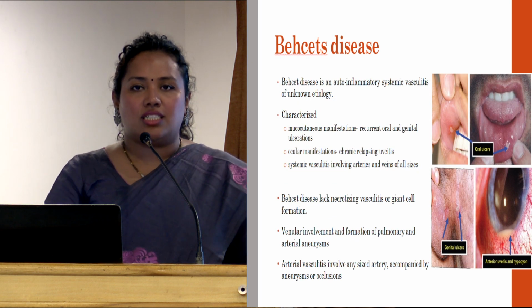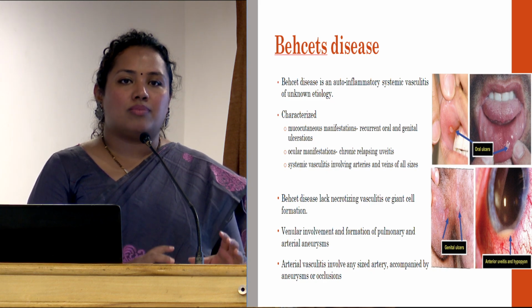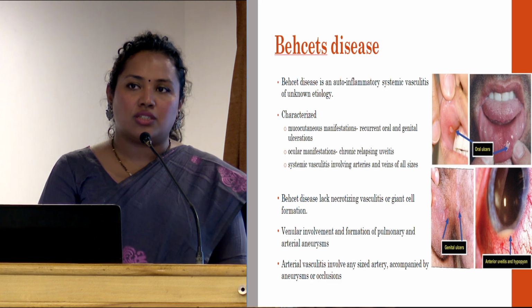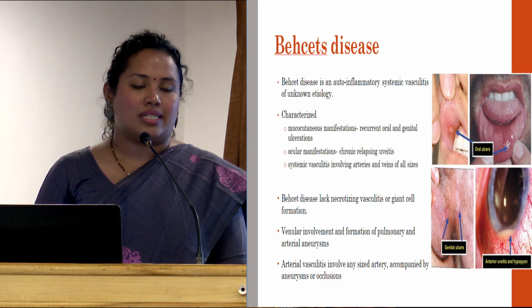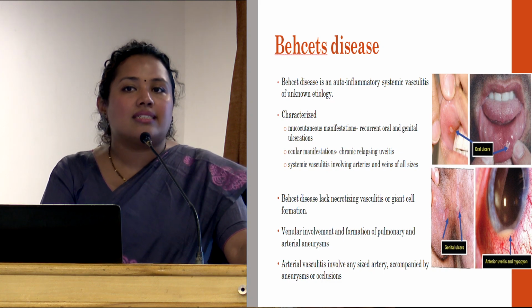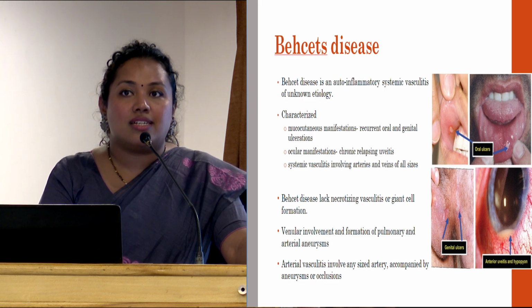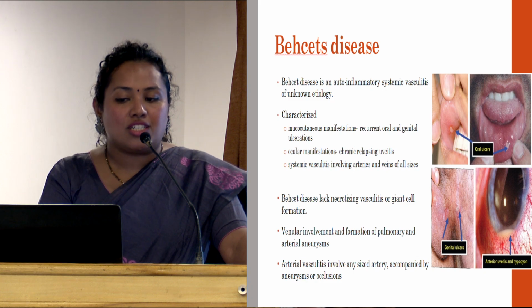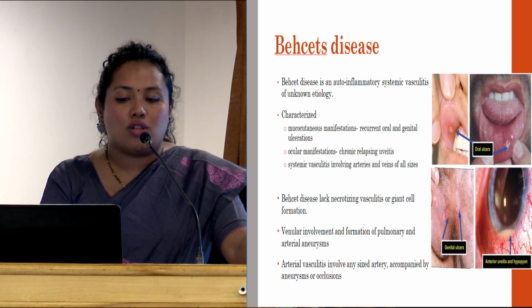Behçet's disease is a condition which I have not mentioned in the classification. So these are the three main classifications, that is large, medium and small vessel vasculitis. But there are a group of conditions which come under unclassified vasculitis because they can involve any sized vessel. Behçet's disease is one of the examples for these, and it is an autoinflammatory systemic vasculitis of unknown etiology. It is characterized by mucocutaneous manifestations like recurrent oral and genital ulcerations, ocular manifestations like chronic relapsing uveitis, and systemic vasculitis involving arteries and veins of all sizes.